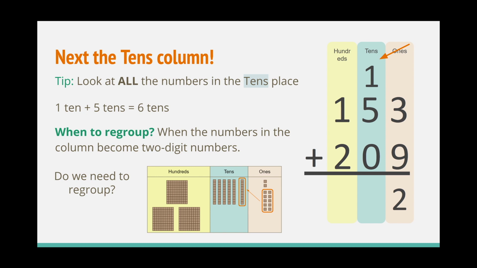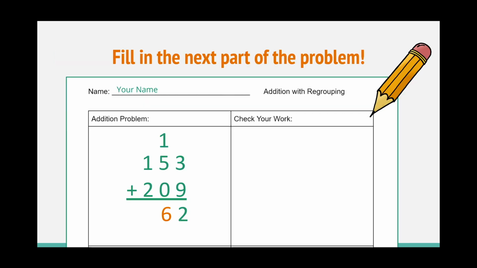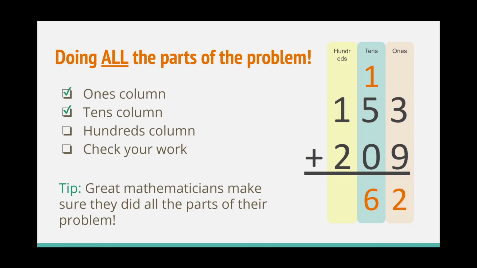Let's think. Do we need to regroup? Are there two digits? Is 6 a two-digit number? If you answered no, then you are correct. So we're just adding 1 ten plus 5 tens equals 6 tens. We put the 6 in the tens place. Now we're checking, did we do all the parts? We did the ones column, we did the tens column, now we're moving on to the hundreds column. Remember our tip, great mathematicians make sure they did all the parts of their problem.